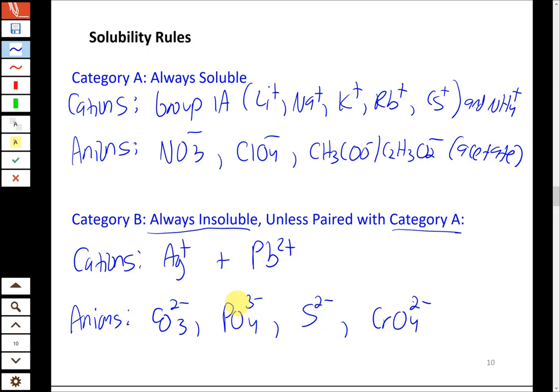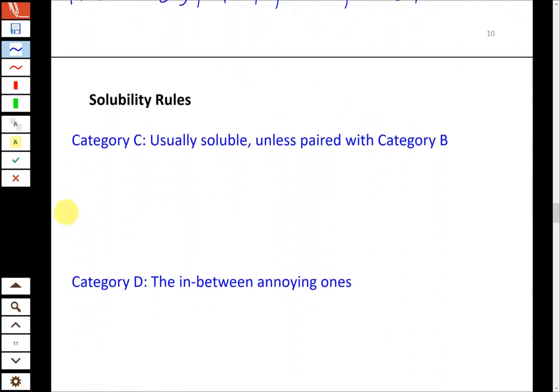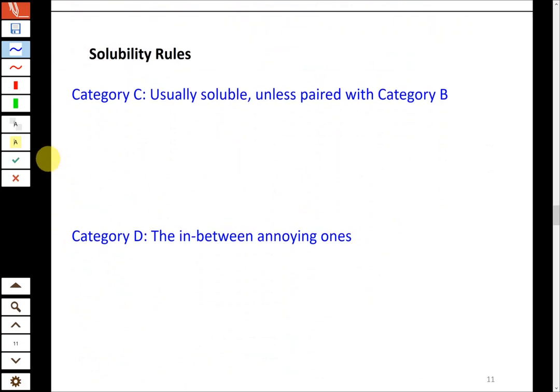So those are the categories where you want to look for first, because again, these will always be soluble. These ones, you're usually going to have an insoluble product form, except for the rare exceptions from above. And then the rest of these rules are a little bit more annoying, because they're the in-between cases where sometimes they're soluble, sometimes they're not. But there are some anions, specifically anions, that are usually soluble unless they're paired with one of those cations that's always insoluble.